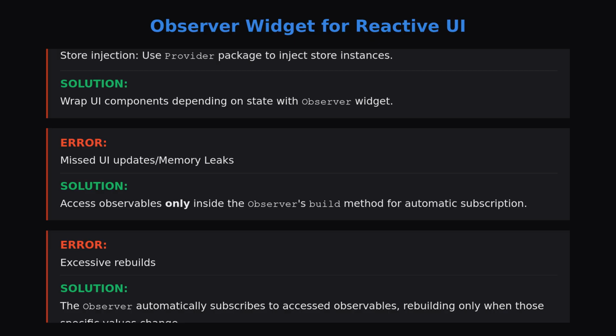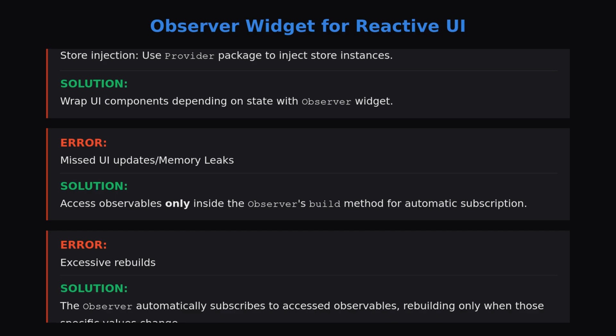The Observer widget is essential. It wraps any user interface components that rely on observable state. The observer automatically subscribes to every observable accessed within its build method. When an observable changes, only that specific observer widget rebuilds, drastically minimizing the scope of user interface updates.